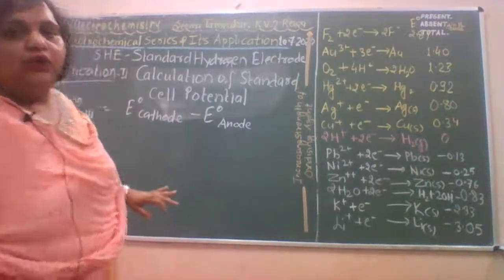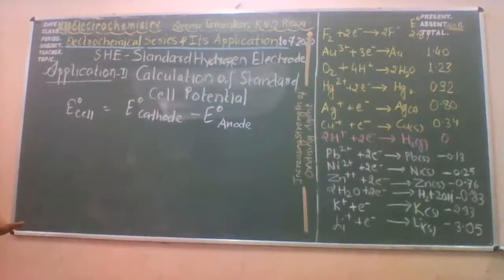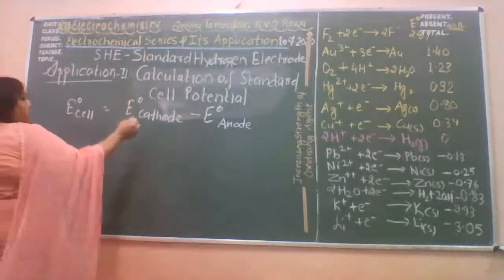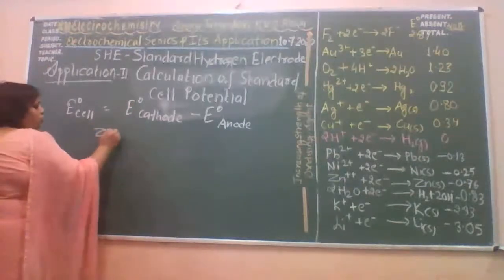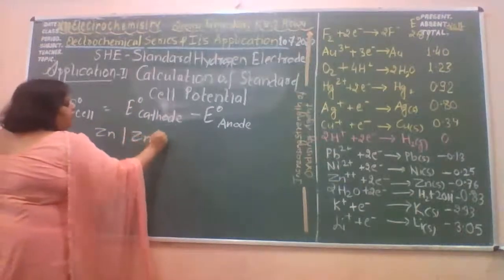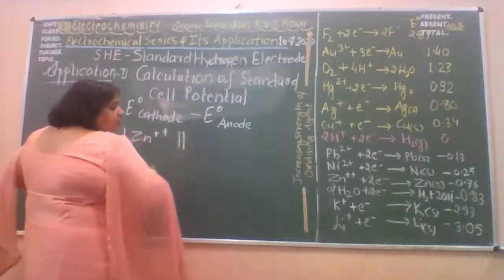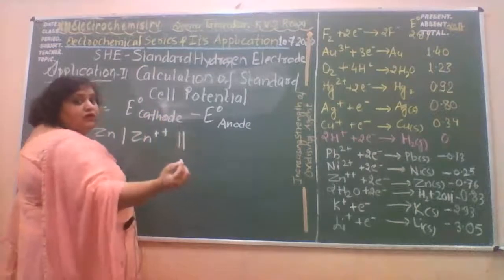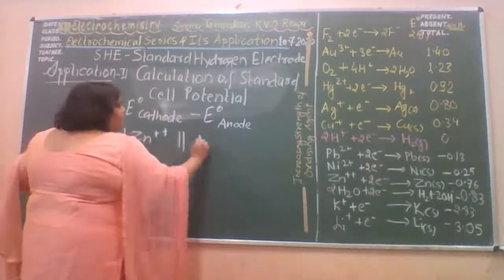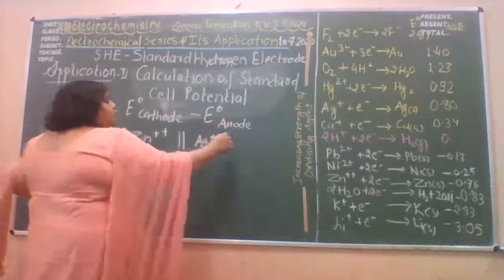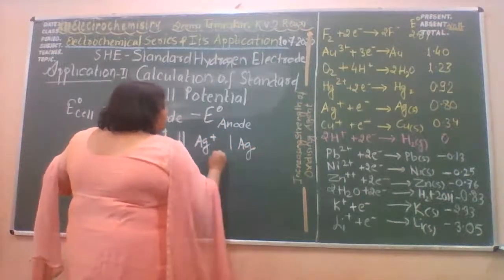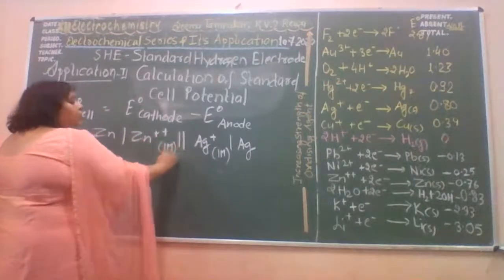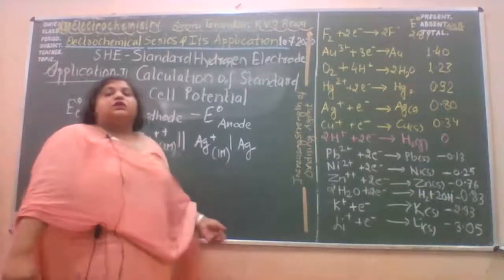This is our goal. Now, what things do you require here? The formula is written here. Now, I'm writing the cell also so that it becomes easy for you. Zn | Zn 2 plus, separated by double lines, always shown for the salt bridge, Ag plus | Ag. The concentration is given as 1 M. That means here you need not apply the Nernst equation.